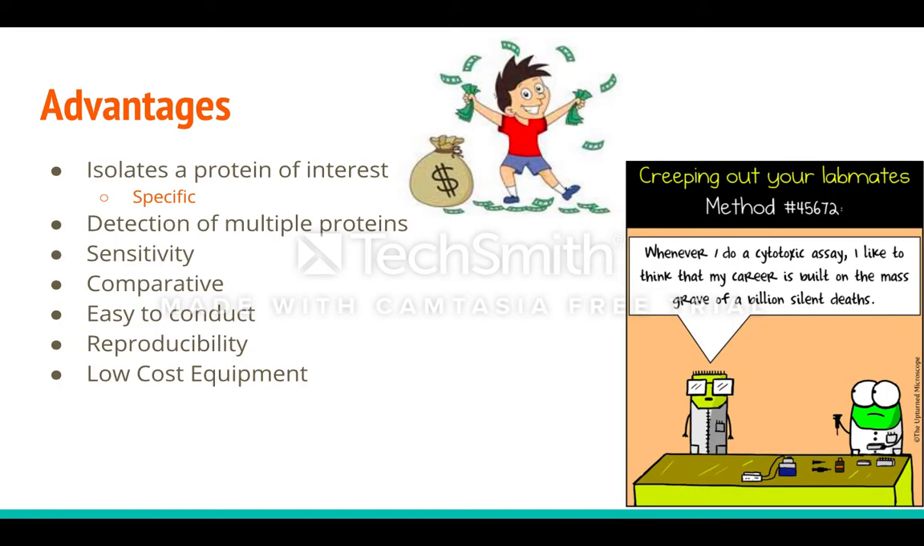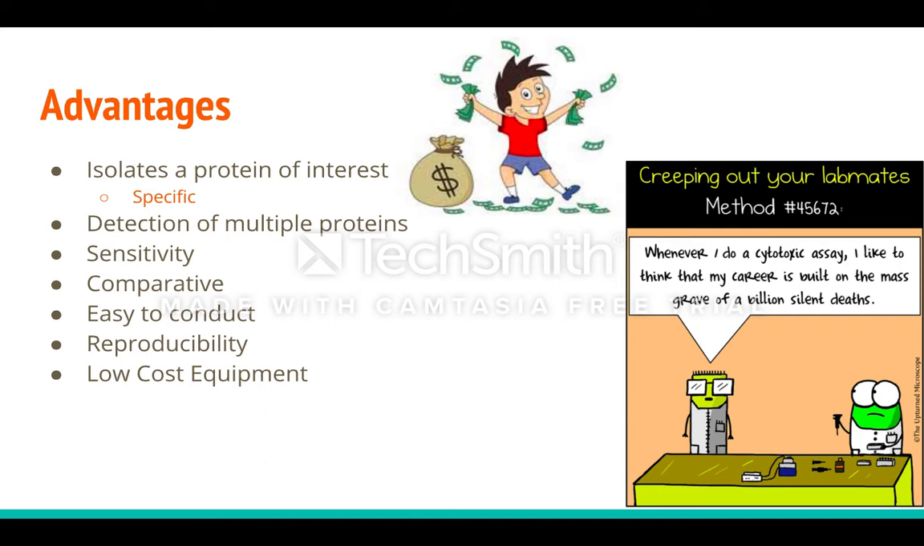So there are many advantages to using a Western blot over other techniques. Western blotting gives you the ability to isolate a specific protein of interest and is capable of detecting multiple proteins at the same time. It allows researchers to obtain all the results for what they are interested in without having to sift through extra data.